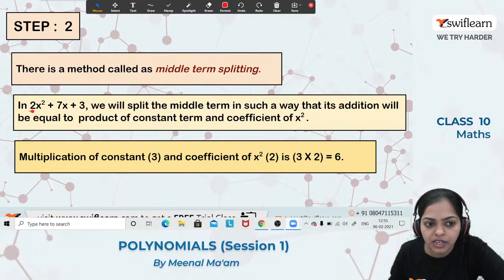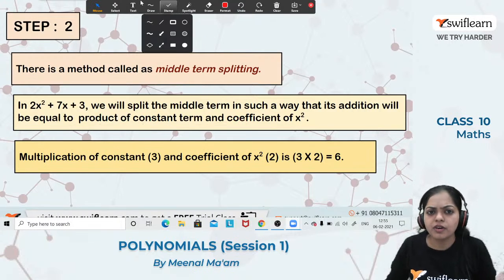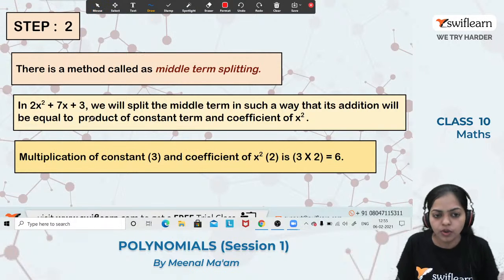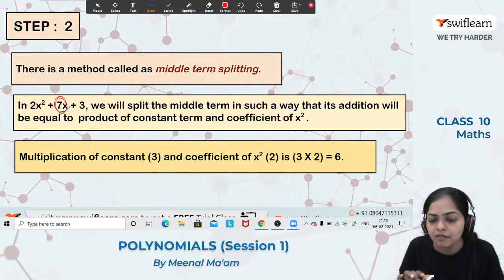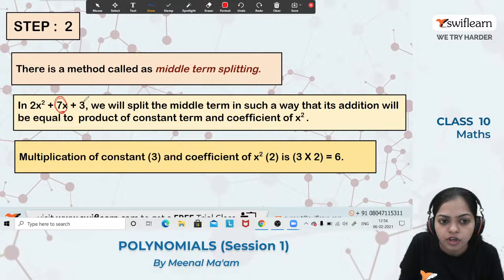How are we going to solve this one? Let's have a look. 2x square plus 7x plus 3. We will split the middle term in such a way that its addition will be equal to the product of the constant and the coefficient of x square. In the quadratic equation, we have to split the middle term, which is 7x. First we take the multiplication of the coefficient of x square, that is 2, and the constant term, that is 3. We will get the product 6.